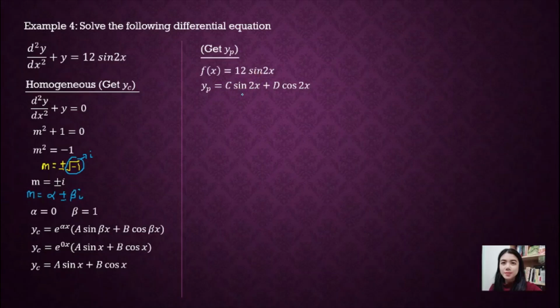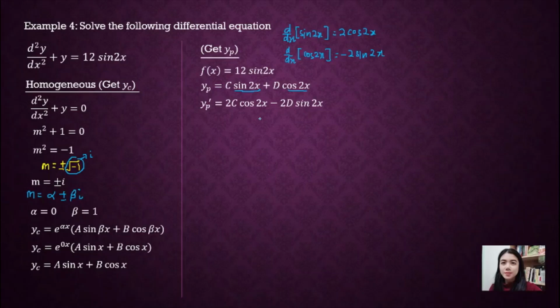Okay, let's just look at the sine 2x here. If you differentiate the sine 2x, this gives you 2 cos 2x. Okay, 2 cos 2x, you multiply with c, will give you 2c cos 2x. The same thing happens for the cos here. If you differentiate the cos here, it will give you negative 2 sine 2x. So negative 2 sine 2x you multiply with d, this is the one. Okay, this is the result.